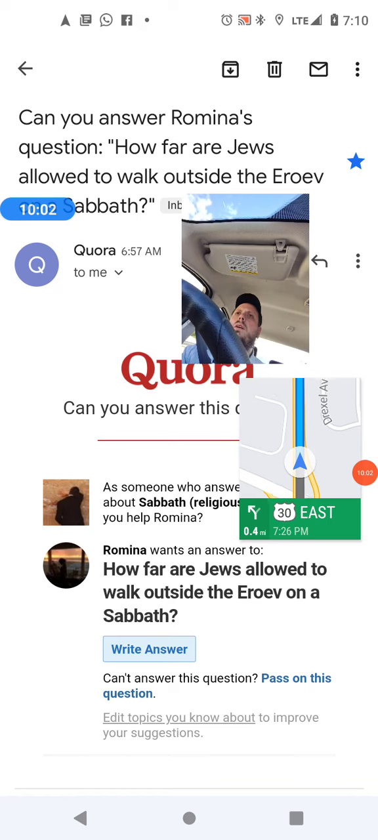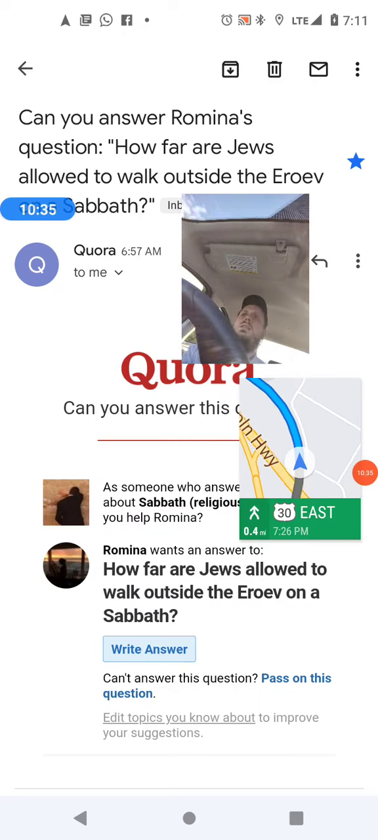However, you can walk if you're not carrying anything. You can walk outside of the eruv. The only issue is not the question of the eruv, but the question of the techum. The techum Shabbos is, if you are in an uninhabited area, then outside, let's say you have an inhabited area, and then that ends.